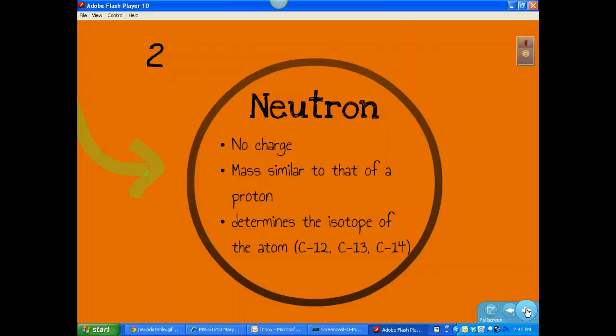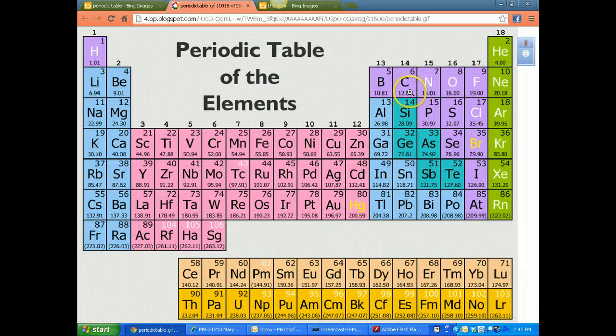We say that neutrons determine the isotope of an atom, and what I mean by that is most elements have different versions of themselves. Okay, so I'm just going to go ahead and pick on carbon here. All right, carbon has 6 protons, no matter what. It's always going to have that. Okay, but in its nucleus, you can have more than 6 neutrons. Okay, you can have 6, and it's the most common type of carbon. But you can also have 7 neutrons or even 8. And that bumps up what we call its atomic mass.